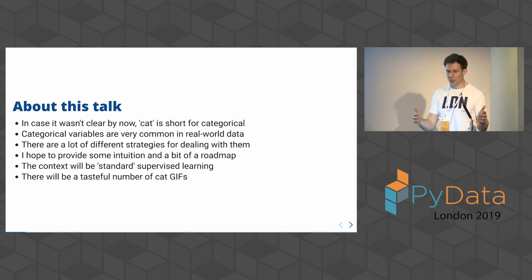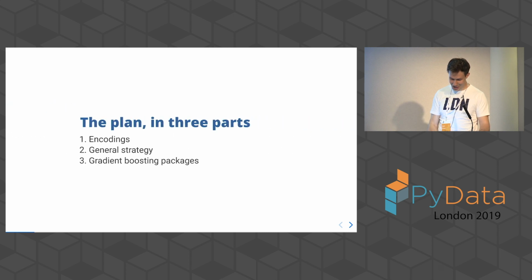So I'm going to assume basic familiarity with Python and scikit-learn and things like that, but not too much else. The context I'm going to be talking about is kind of standard supervised learning. So not talking about unsupervised learning and not at all about neural networks and other things. It's kind of too broad a topic otherwise. And there will be what I hope is a tasteful number of cat puns. I was just struggling over what the right balance was, but we'll see how we go.